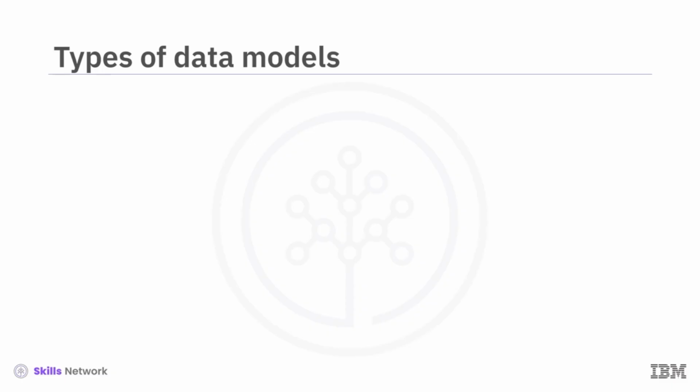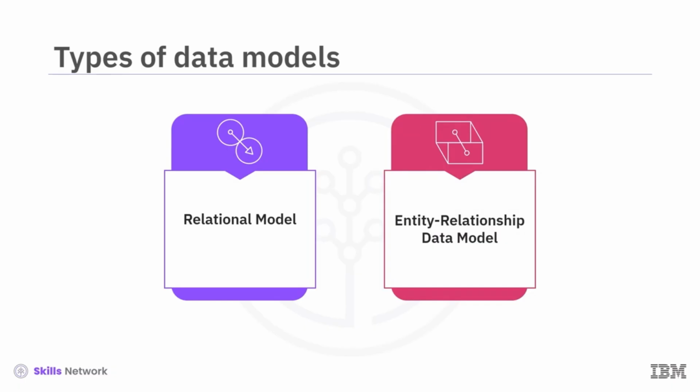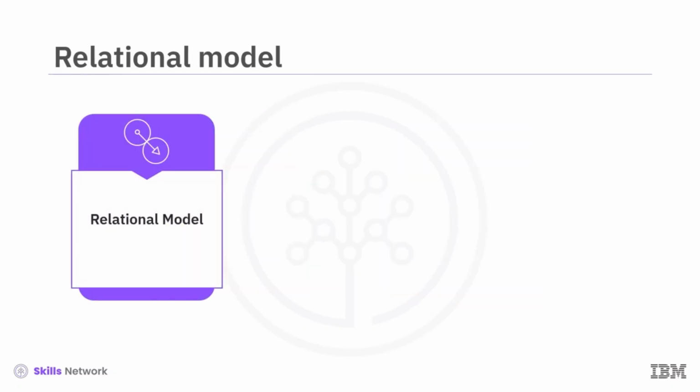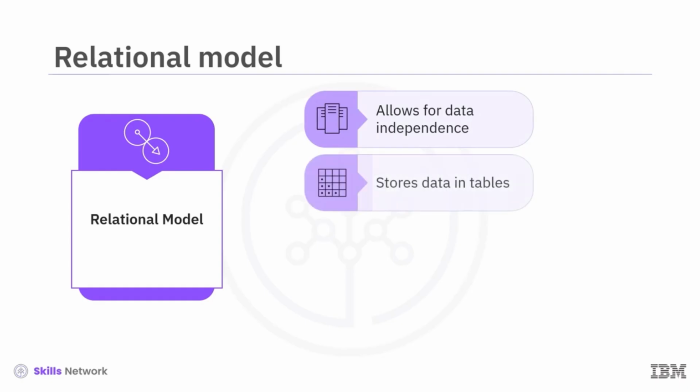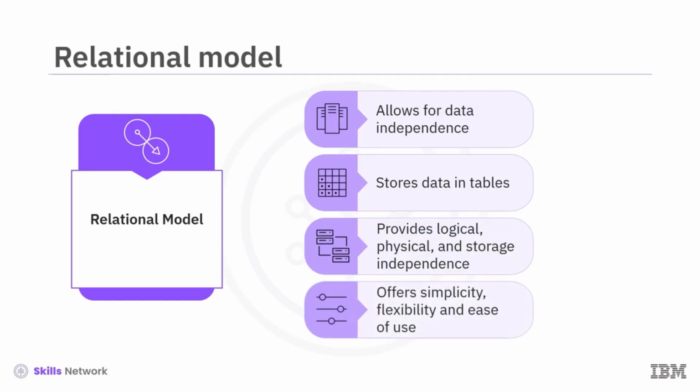The most common types of data models include the relational model and entity relationship data model. The relational model is the most widely used data model for databases, allowing for data independence. This model stores data in tables, providing logical, physical, and storage independence. The relational data model offers several advantages, including simplicity, flexibility, and ease of use.